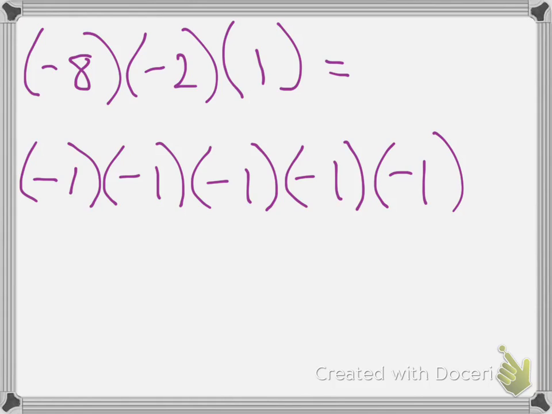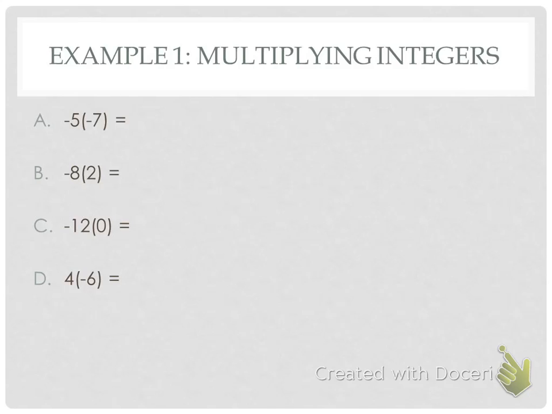All right, so this is a different set of rules than adding and subtracting. We're counting before we even multiply. We're counting how many negatives we have in the expression. If it's an even number, my answer is positive. If it's an odd number, my answer is negative. And then I multiply. All right?